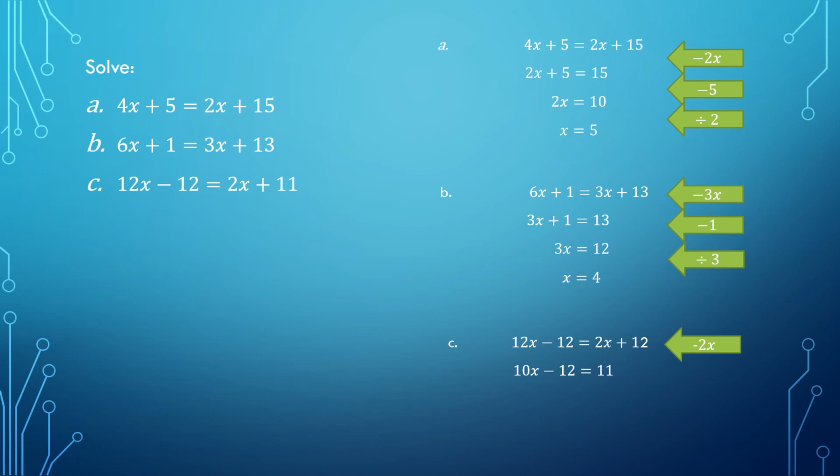Okay, so I want the letter to appear on its own, and I don't have the letter bit on its own. I've got this minus 12 attached to it as well. So what's the opposite of taking away 12? I'm going to add on 12 to both sides. That means I've got 10x equals 23. I don't want 10 lots of x, I just want x, so I need to divide both sides by 10, and so 23 divided by 10 means x is going to be 2.3.